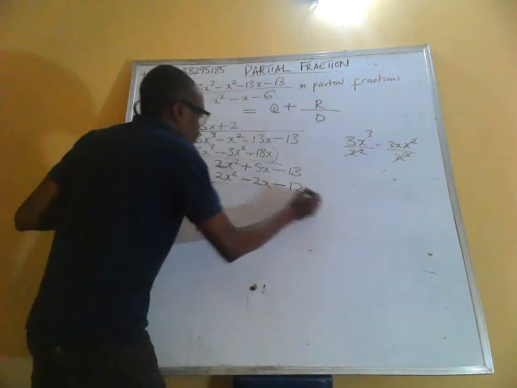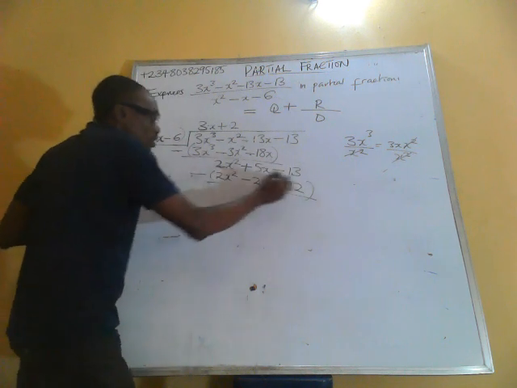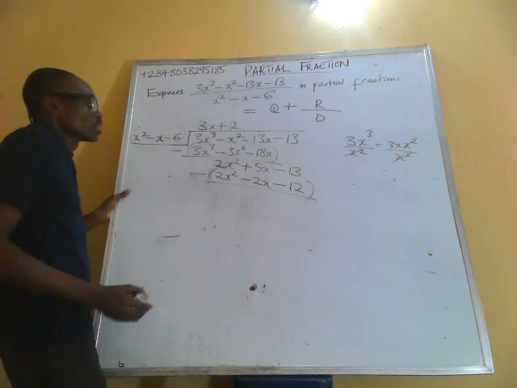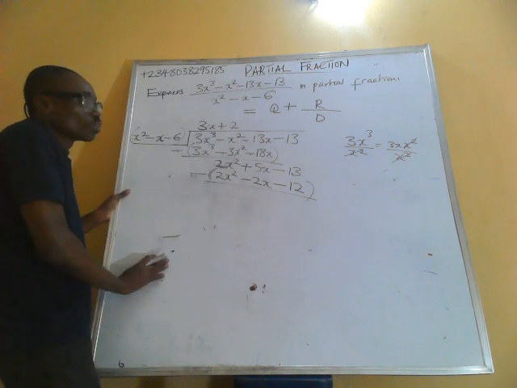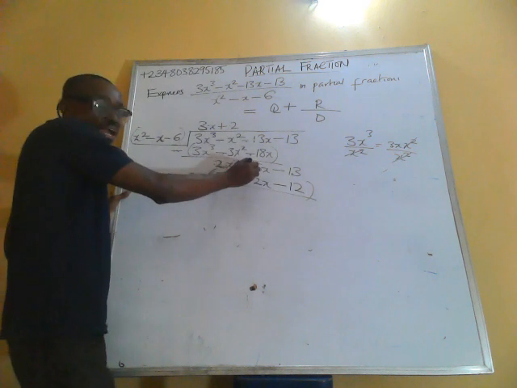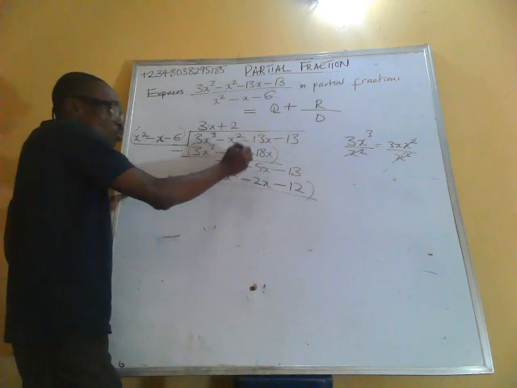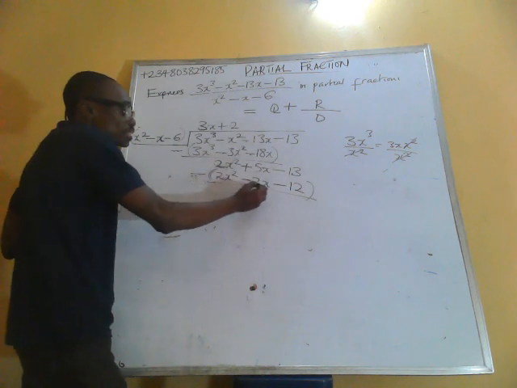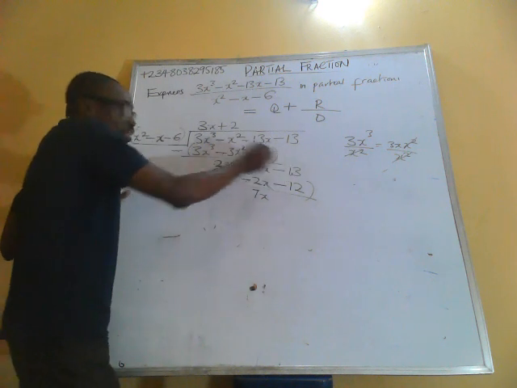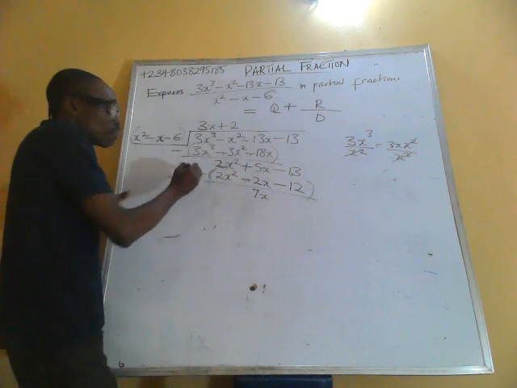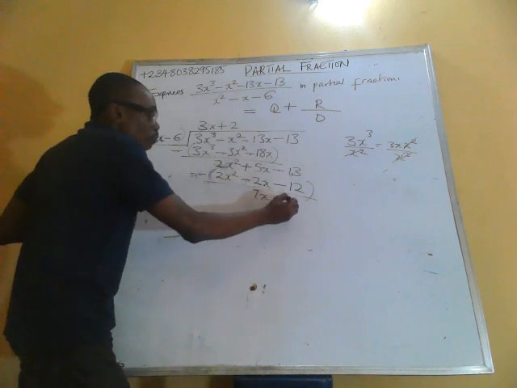So you subtract again. Up is going to subtract down. So 2x squared minus 2x squared, that's 0, no need of writing anything. Then plus 5x minus 2x: minus times minus is a plus, so plus 5x plus 2x gives you 7x. Minus 13 minus 12: minus times minus is plus, so minus 13 plus 12 will give you minus 1.